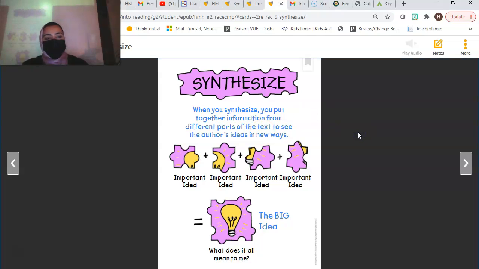let's go over what we're going to be focusing on today while reading the story. We will be mainly focusing on synthesizing the story. What does synthesize mean? When you synthesize, you put information together from different parts of the story to see the author's ideas in new ways. So important idea plus important idea plus important idea plus another important idea is the big idea. So what does it all mean to me?